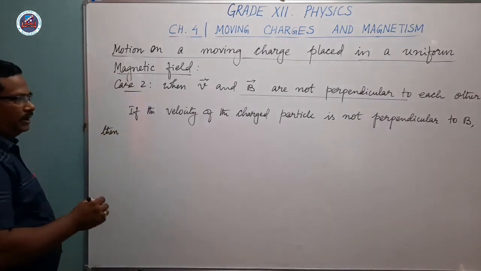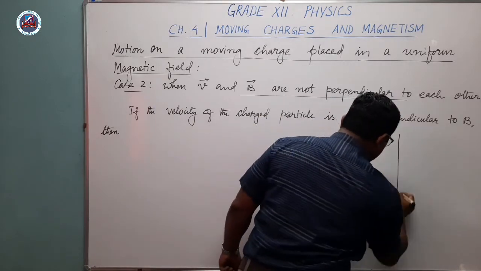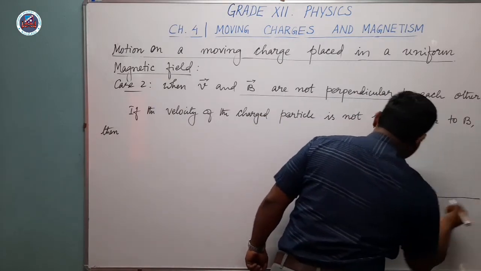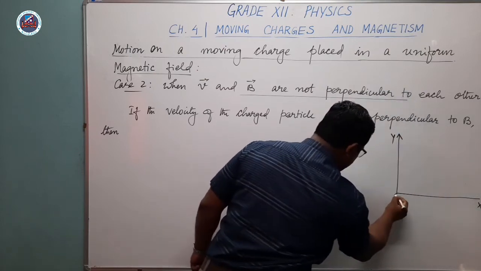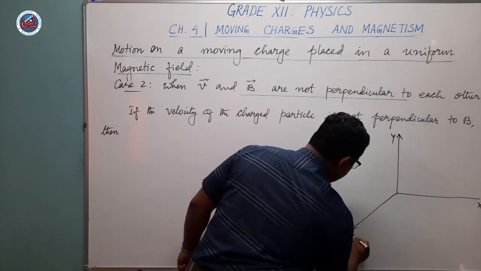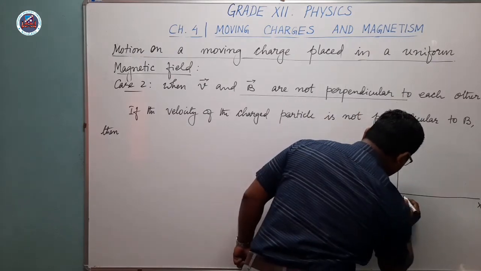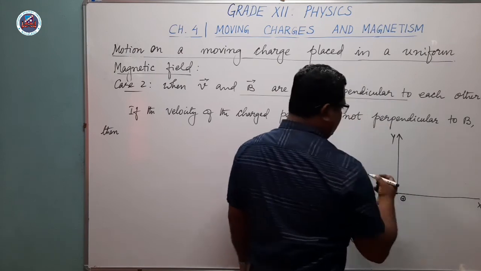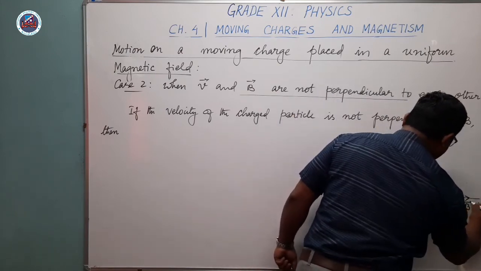there will be two components. Here I will draw the diagram. Suppose this is the x-axis, this is the y-axis, this is the z-axis. Suppose a charge plus Q, and this is the direction of the magnetic field, say B, along the x-axis.